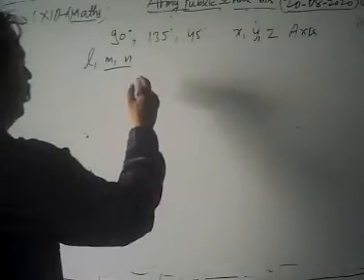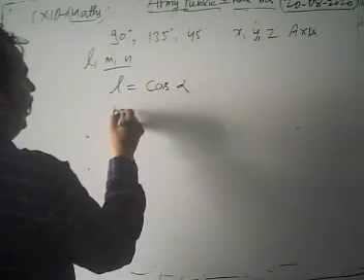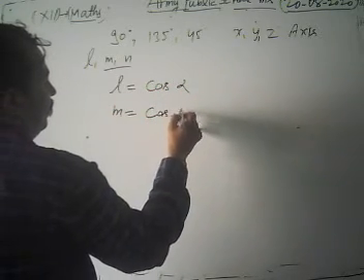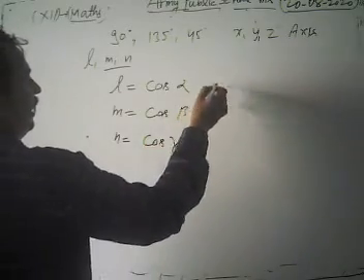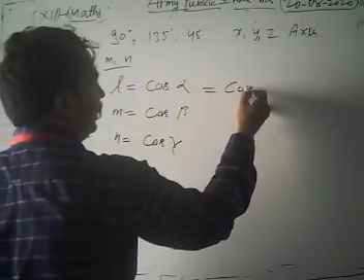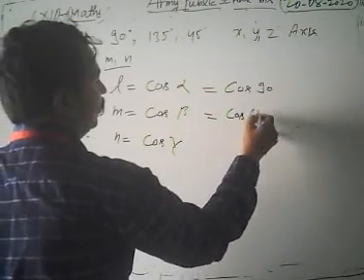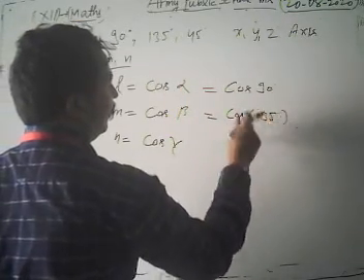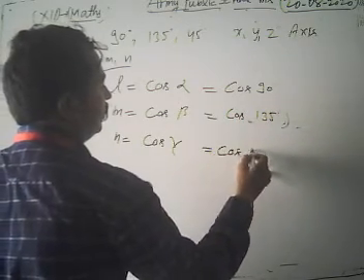Look, what is our L? L is given by cos alpha, M is given by cos beta, and N is cos gamma. What is our angle alpha? It's 90 degrees, so cos 90. What is beta? Cos 135. And gamma is what? Cos 45.